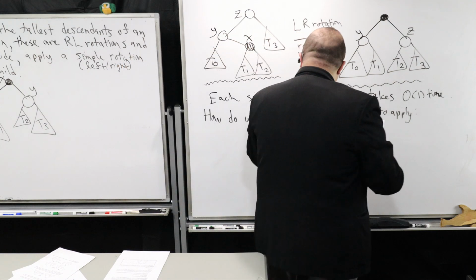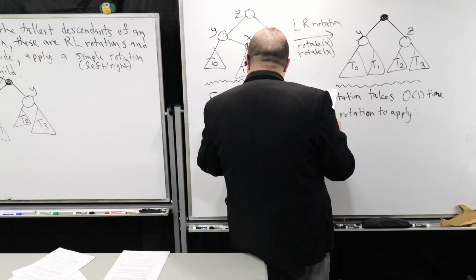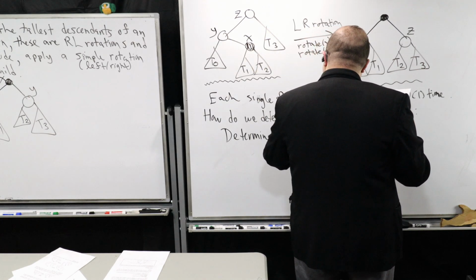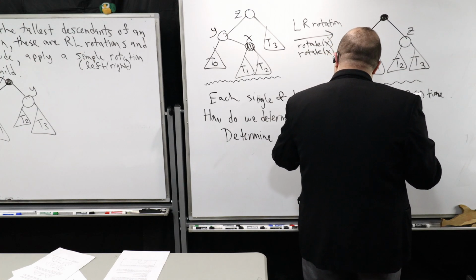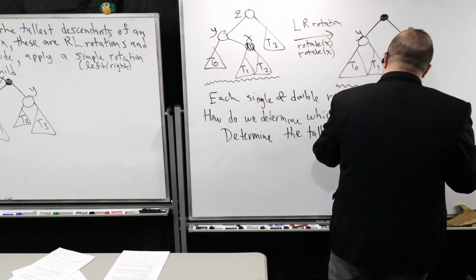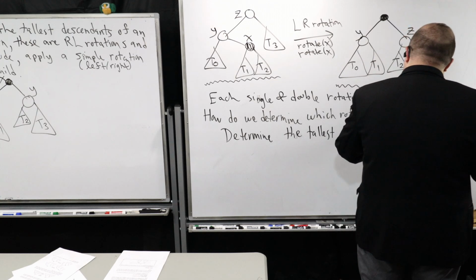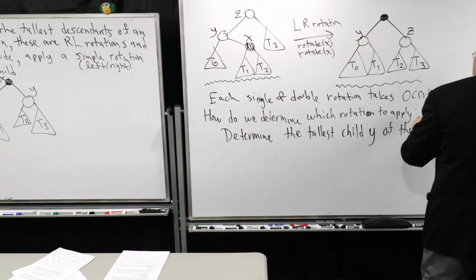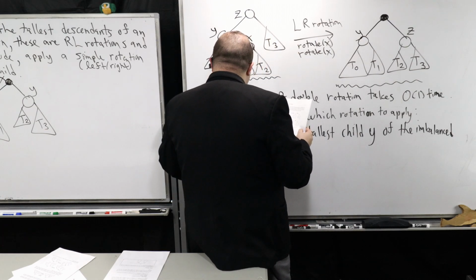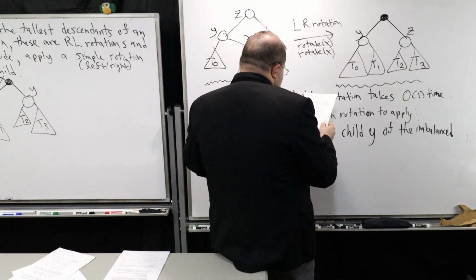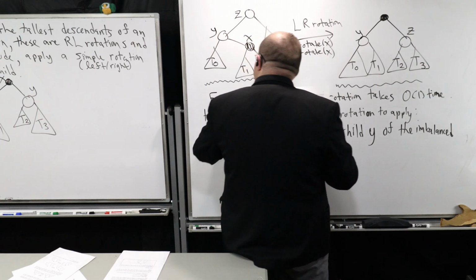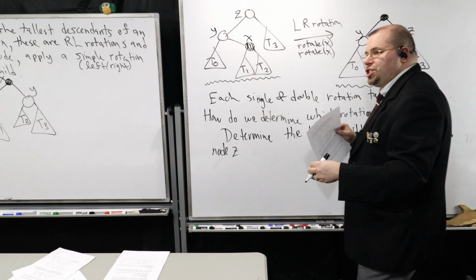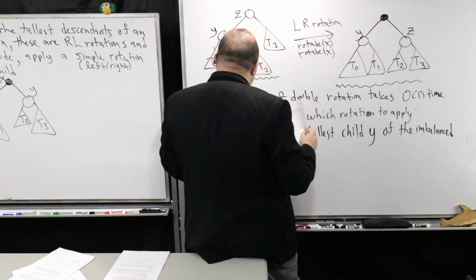So which rotation to apply? Well, think of it this way. If an imbalance occurs, I want to know which string I need to pull up to reduce the height at a given node. So I'm going to try to find out which one's the tallest of my children, or potentially the grandchildren. So how do you determine which one to do? All you do is determine the tallest child Y of the imbalanced node Z. Just like in my pictures, I have Z, Y, and X. So first, to determine Y, you pick the taller of the two children it may have. That's what Y is.